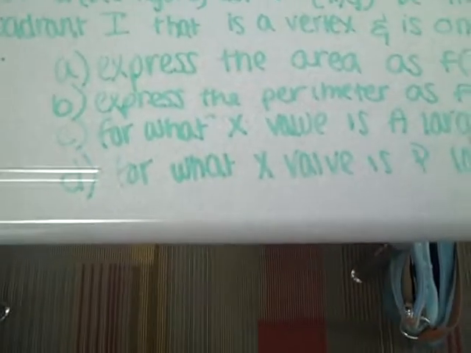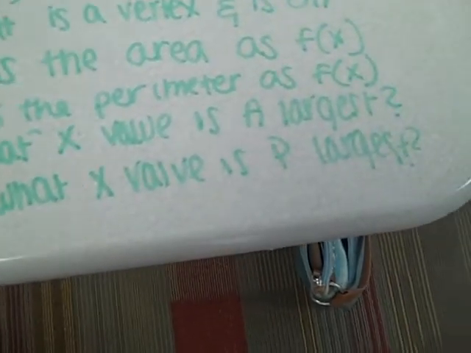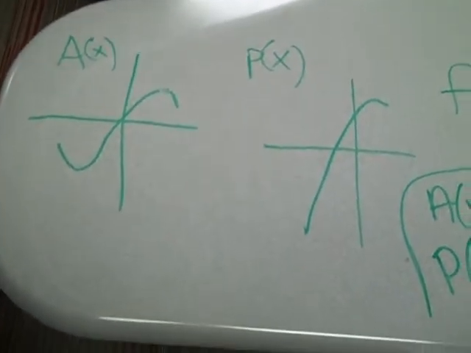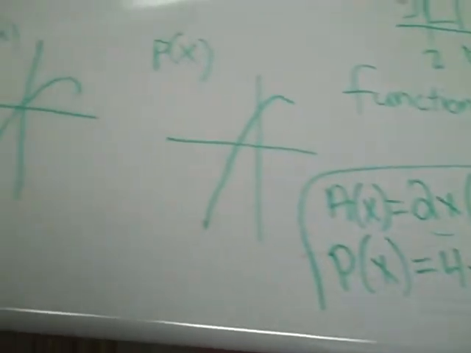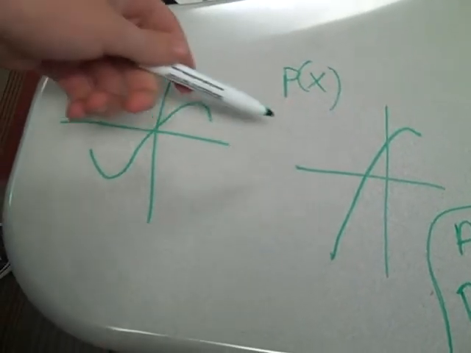And then for part C and D of this problem, we were asked for what x value is area the largest and what x value is perimeter the largest. So what you had to do on this problem was use your graphing calculator and graph these functions. And when you did, you ended up with graphs that looked like this and this. This for area and this for perimeter.